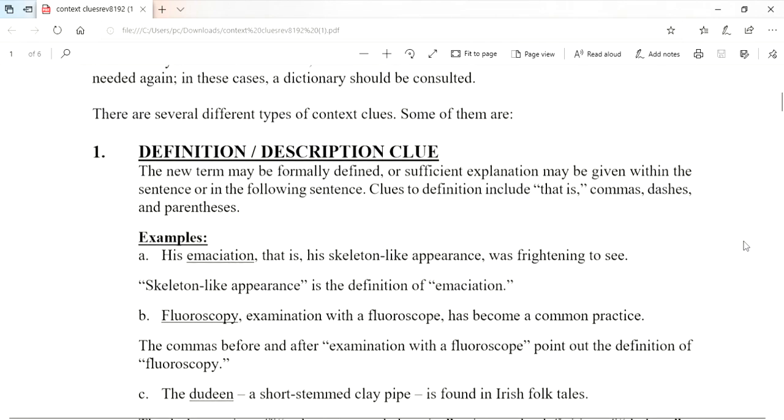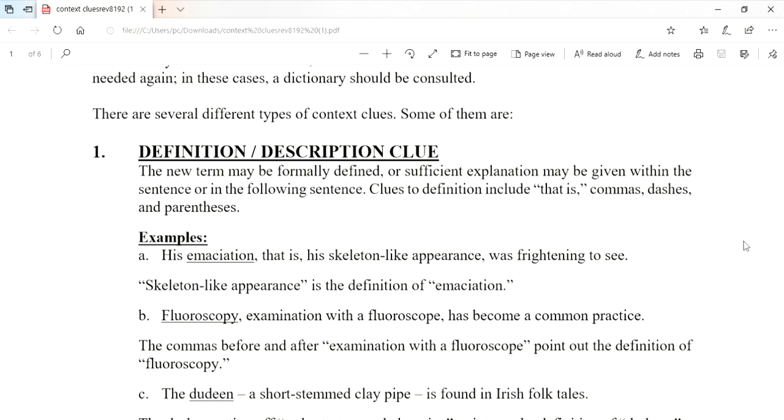There are several different types of context clues. There are a lot of clues that you need to look out for to understand words. Some of them are the following: one, definition or description clue. The new term may be formally defined or sufficient explanation may be given within the sentence or in the following sentence.